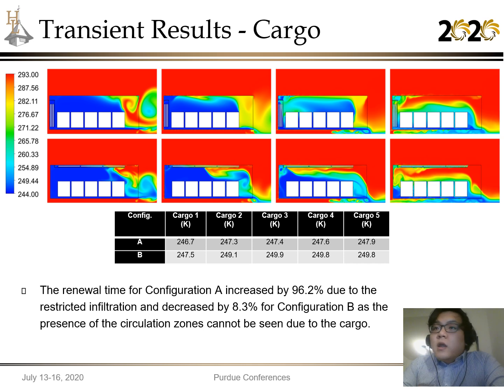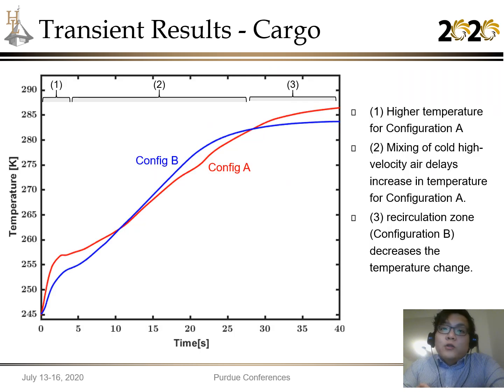Due to this reason, the temperature inside the trailer increases at a higher rate for configuration B, and when the atmospheric air begins to come into contact with the cargo. Therefore, after 40 seconds of the simulation, configuration A showed 1 to 2 degrees lower temperature for the cargo than configuration B. This is defined better on the temperature profile, where it's separated into 3 different zones.